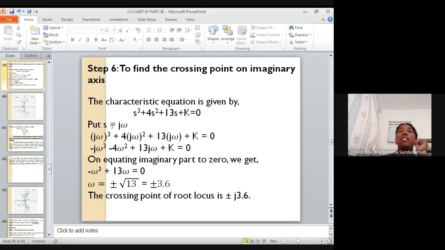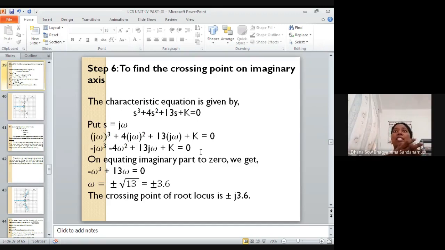Now replace S by j omega. Replace S by j omega. I hope all of you start writing in your notes. If you replace S by j omega and simplify it, you will get this expression. You can see in that expression some terms are real and some terms are imaginary. Two terms are real and two terms are imaginary.